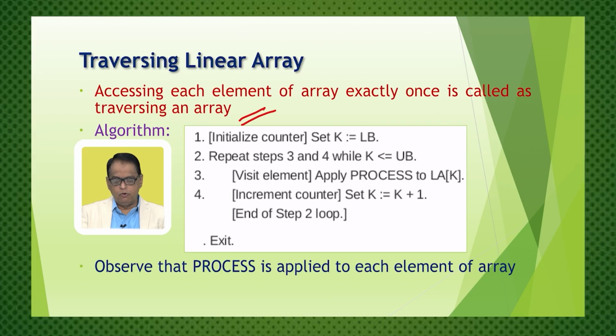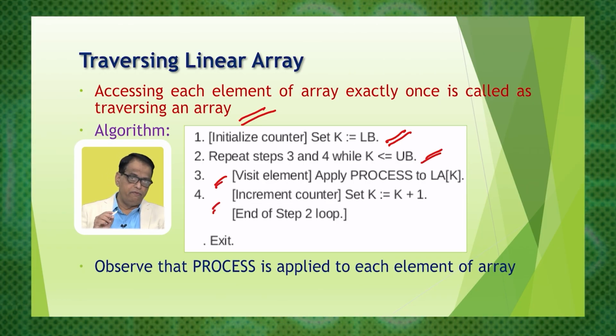The first step in the algorithm is that we have to initialize the counter. So I will set k, and the initial value of k will be the lower bound. As we know, the array will have a lower bound and an upper bound, so I will set k equal to lower bound. Then I will repeat steps 3 and 4 while k is less than or equal to upper bound. The value of k should always be less than or equal to upper bound. We do not want to go beyond that, isn't it? Because our array is always between lower bound and upper bound.